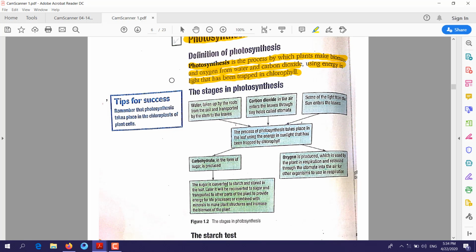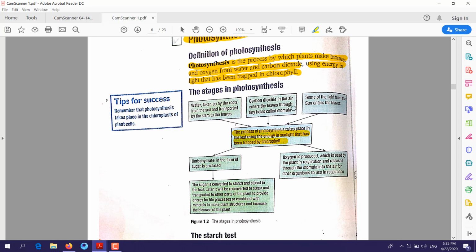The process of photosynthesis goes through many stages. Firstly, you should know where it takes place. We mentioned before that it takes place in the leaf of the plant, using energy in sunlight. But where exactly in the leaf? Maybe you will have a question: in which part of the leaf does photosynthesis take place? The answer is in the chloroplast. Chloroplast is the organelle, the part of the cell, that has a green pigment, chlorophyll, that captures sunlight for the process of photosynthesis.